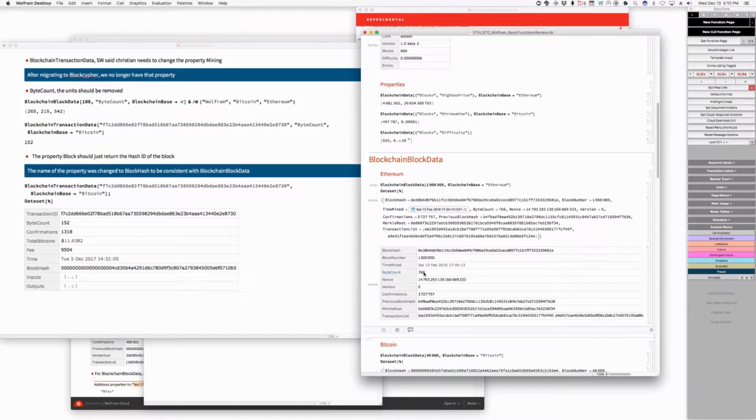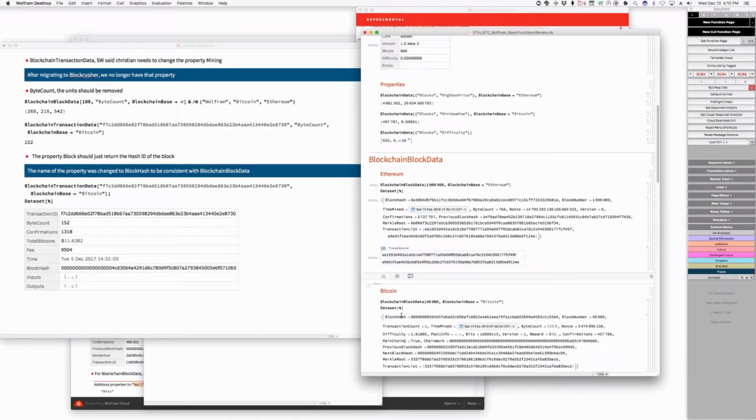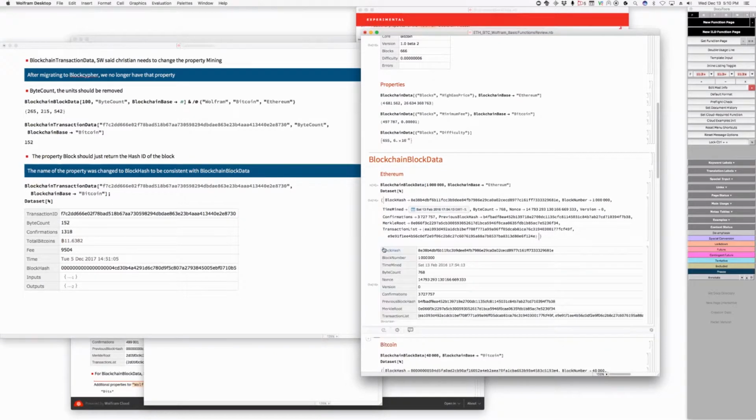Okay, so byte count is the size of this block. Is that right? Yes. And it's got a limited number of transactions in it, is what this seems to say. Right. 2 transactions. Is that typical? Well, that's an old block.